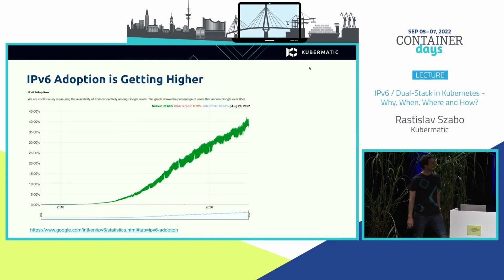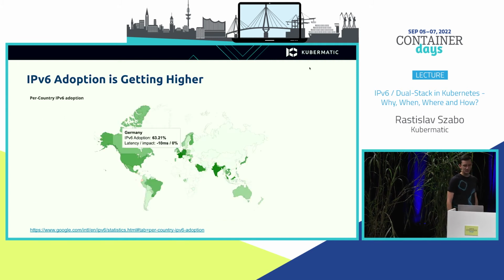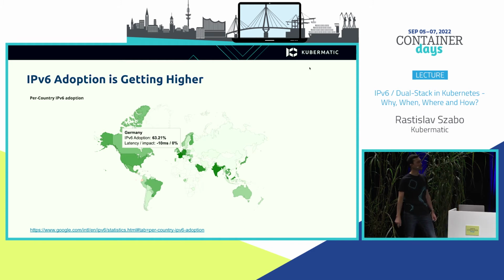Thanks to the dual stack transition strategy, IPv6 adoption is getting higher and higher. We are reaching about 40% of adoption. This graph shows the percentage of users that access Google services over IPv6. You can see that the global rate is about 40%. But if we zoom in on Germany, for example, we are already over 63%.